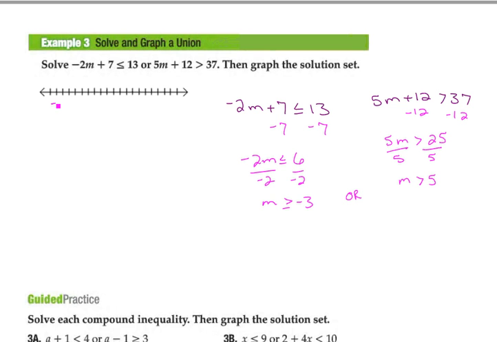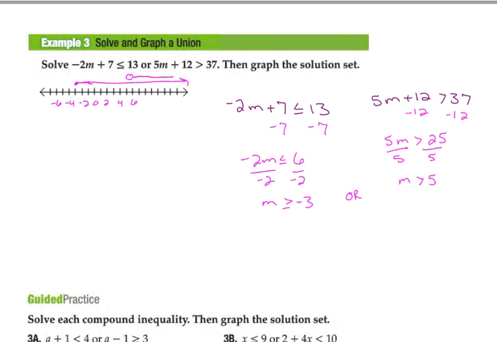I'm going to start here with maybe negative 6, negative 2. Okay, so I'm going to graph my greater than or equal to negative 3, which is right here. And it goes a little bit further than that. I'm going to make my line way down here. Then I'm going to graph my greater than 5, which is right here.